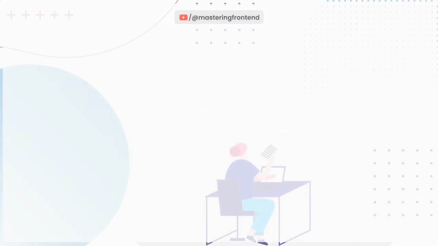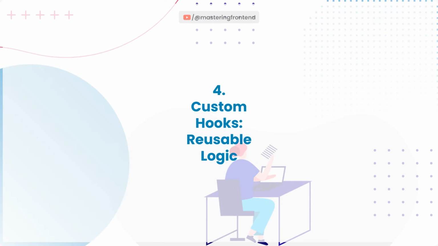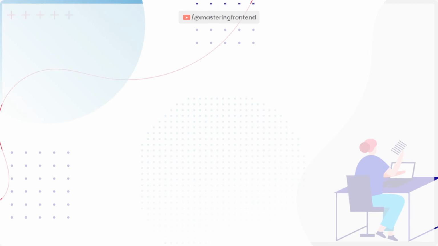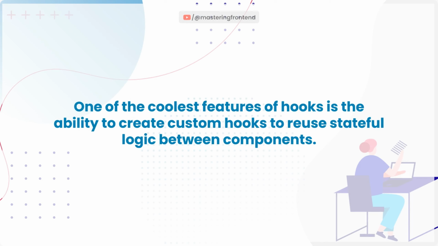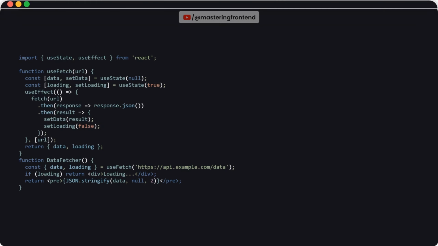Let's see how to create custom hooks. One of the coolest features of hooks is the ability to create custom hooks to reuse stateful logic between components. The useFetch custom hook encapsulates the logic for fetching data and returning the state: data and loading. This makes it easy to reuse the same logic in multiple components.